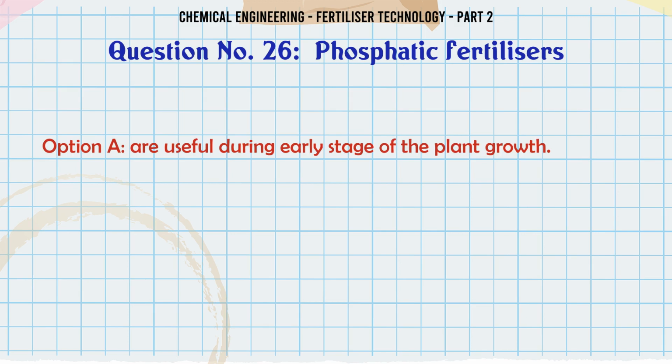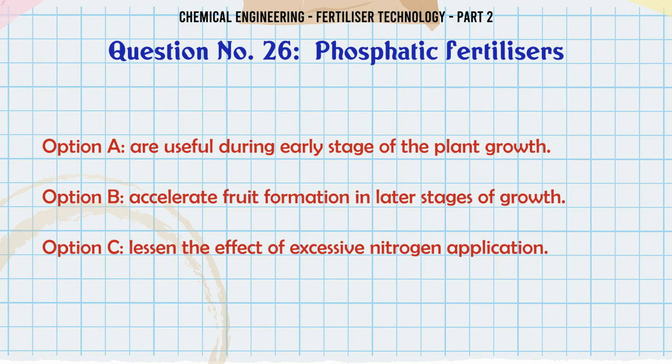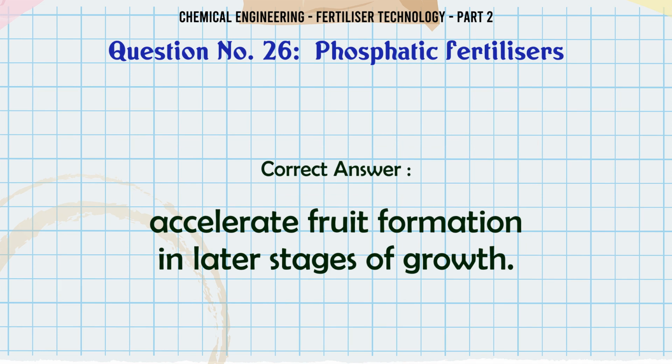A. are useful during early stage of the plant growth. B. accelerate fruit formation in later stages of growth. C. lessen the effect of excessive nitrogen application. D. none of these. The correct answer is accelerate fruit formation in later stages of growth.